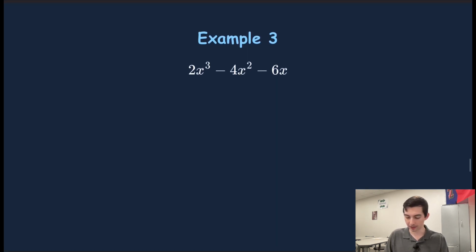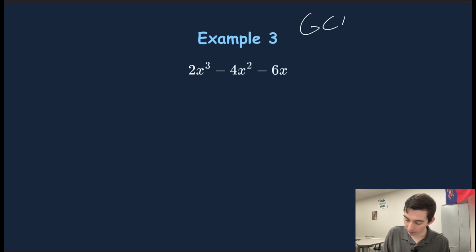Let's look at another example. This time we have 2x cubed minus 4x squared minus 6x. One thing that I notice here is that I've got a lot of x's going on, and we're not in our standard form that we talked about, where we have ax squared plus bx plus c. We talked about in a previous lesson, the first step to factoring is always to factor out the GCF.